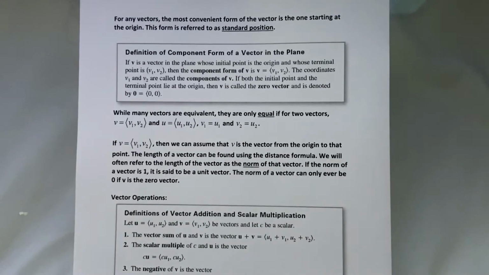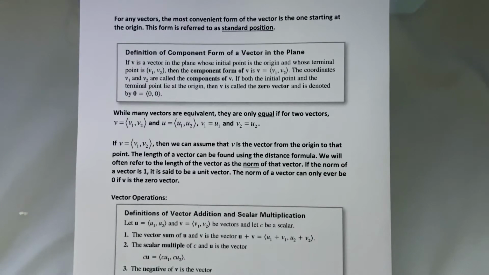For any vector, the most convenient form is the one with the starting position at the origin. This form is referred to as standard position because they're all equivalent. Usually we just refer to the one at the origin. So if v is a vector on a plane whose initial point is the origin and whose terminal point is (v1, v2), then the component form of v is just (v1, v2). These coordinates are called the components of v, the x and y component. And v is called the zero vector if it doesn't travel anywhere.